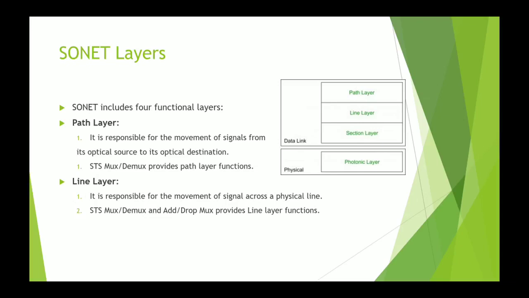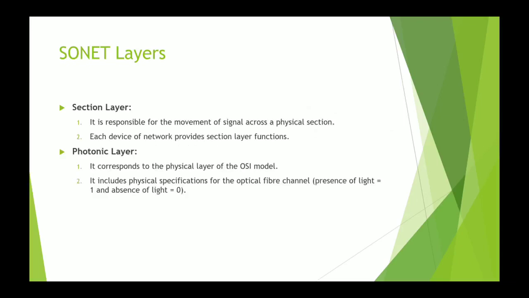Then line layer. Line layer is responsible for the movement of signals across the physical line. The multiplexers connected in the line connections are responsible for this line layer. Then we move on to the section layer. Section layer is responsible for the movement of signals across a physical section. In each section, the section layer is responsible for the movement of signals. Each device in the network performs section layer functions.